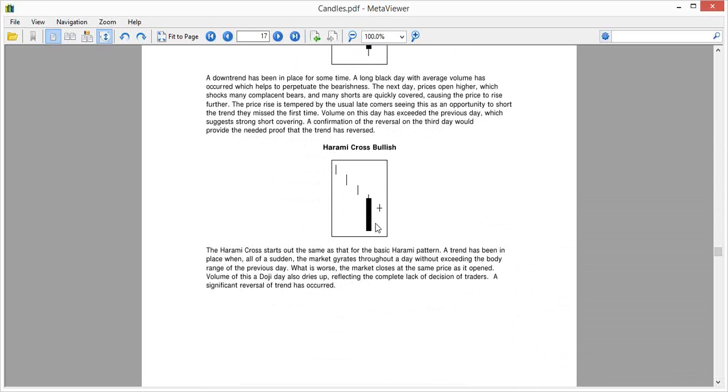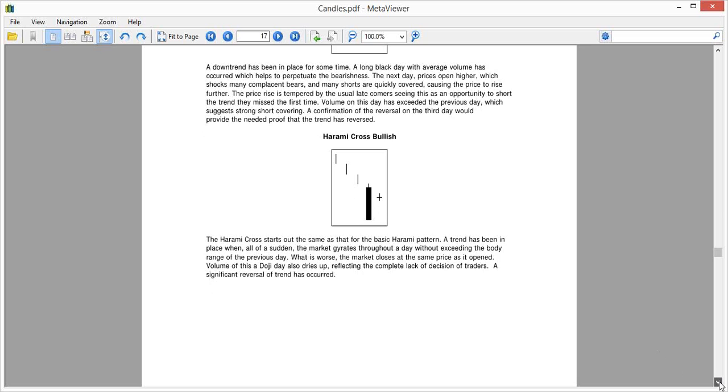So again, we're in a downtrend with a long black candle, but the next day we see this indecision. There's no volume, so the sellers look to be gone. Again, we're looking for confirmation the next day, but when we see this, there's no lower low. It's been stopped in its tracks and there are no sellers to push it lower. So that's a harami cross bullish.